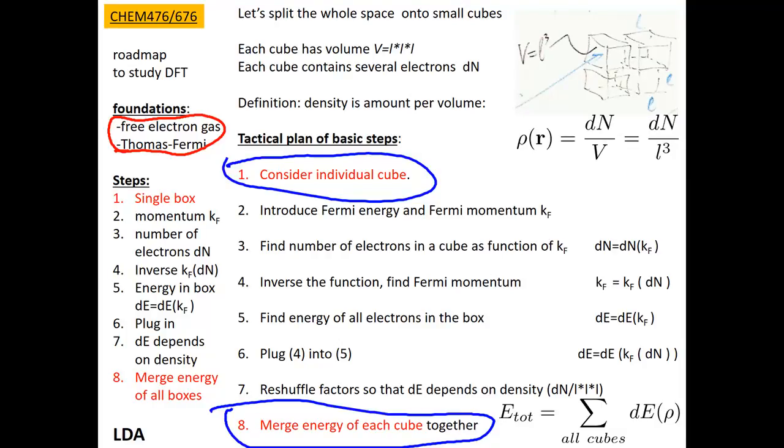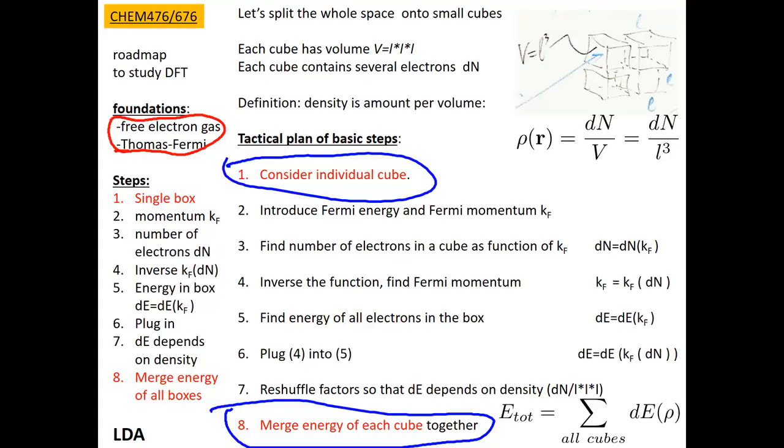So the name of the theory is Thomas Fermi. We know that the first name of Fermi was Enrico, so it is not a first and last name. There are two different persons. Thomas-Fermi theory.